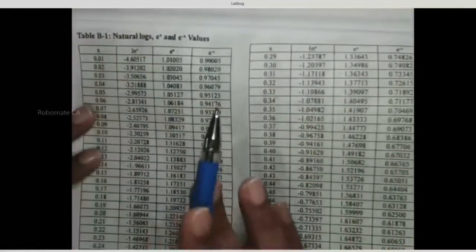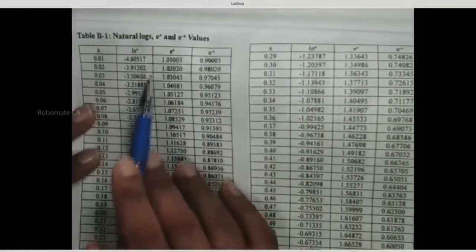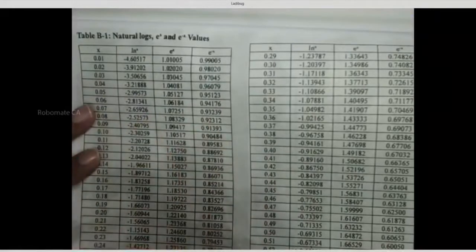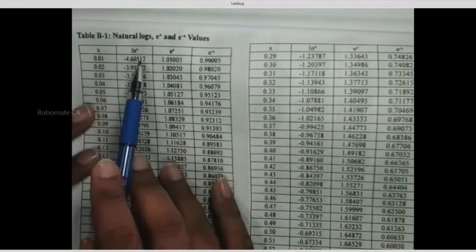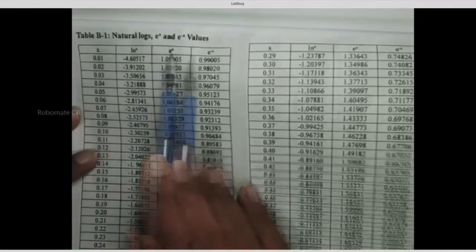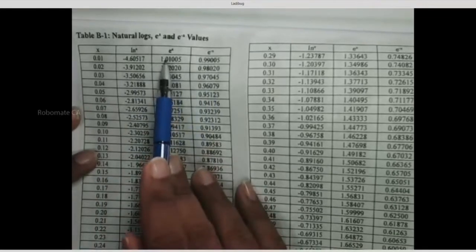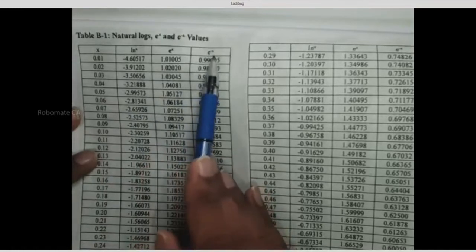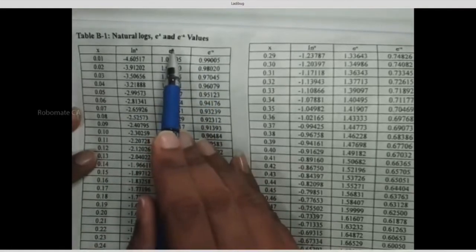This is a log table given. Natural log is the inverse of exponential. We'll use this in the Black-Scholes model later. You can just ignore that. e power x, e power minus x. One is compounding, another is discounting. We'll discuss discounting later.